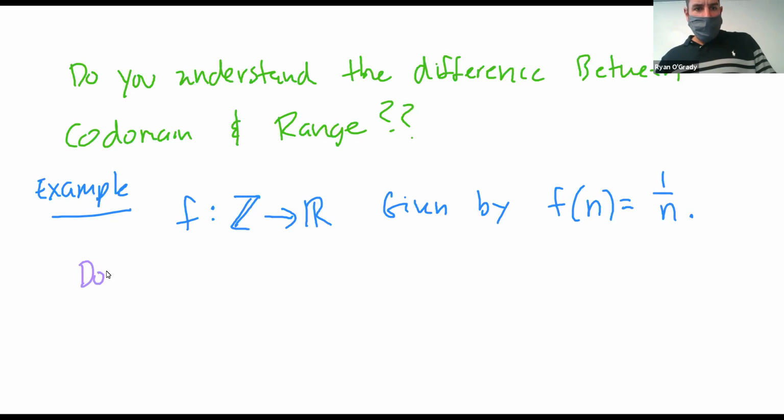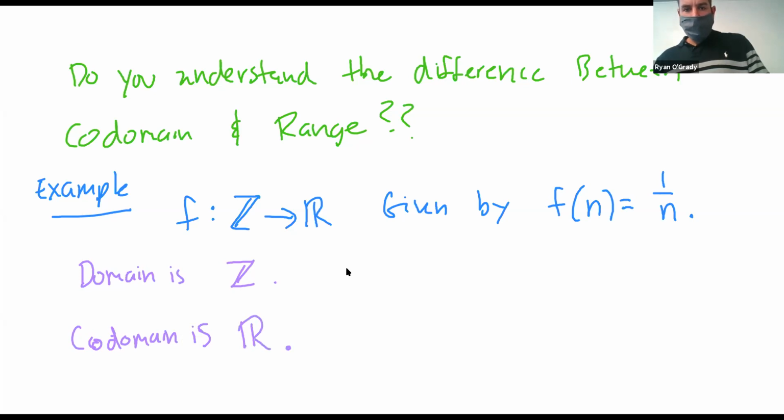So the domain here, by definition, is the integers. The codomain is the real numbers. Now, what is the range? The range is slightly different.